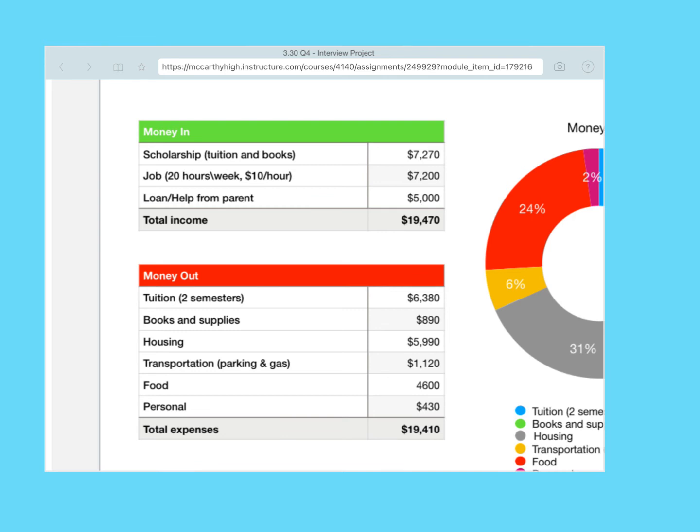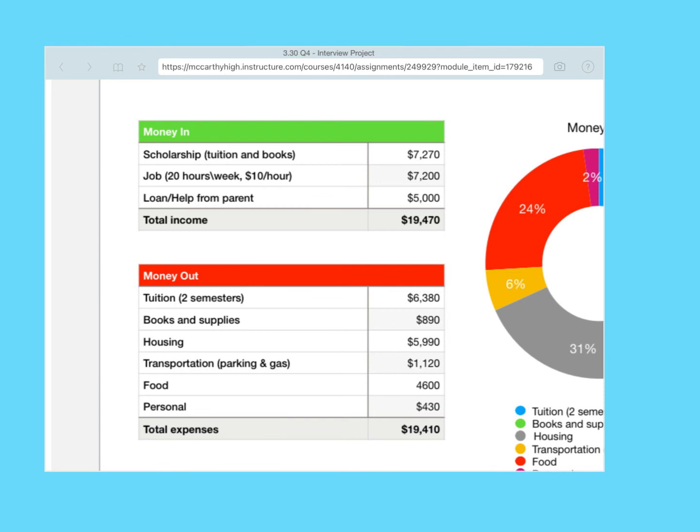So the top is the money in, the bottom is the money out, okay? This is just how Numbers did it. I probably would have reversed it because the money out is what you need to focus on to do the money in. So all of this is an annual budget, one year. Two semesters at UF is $6,380. They estimate books and supplies to be $890 for the year.